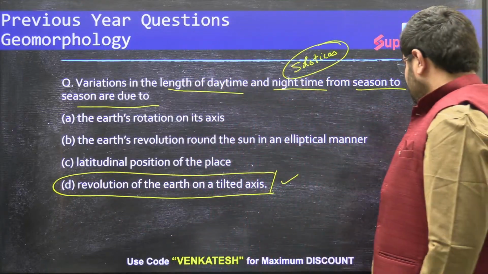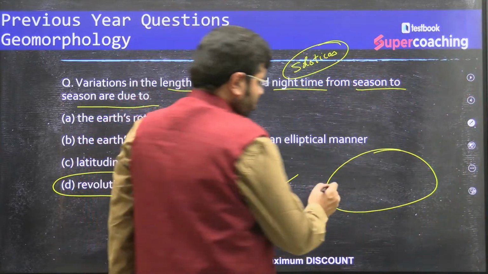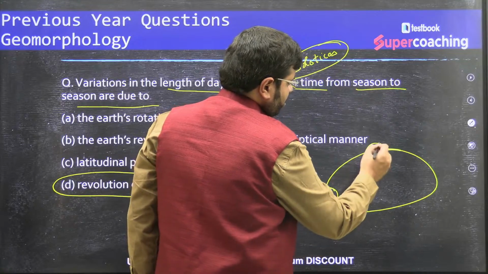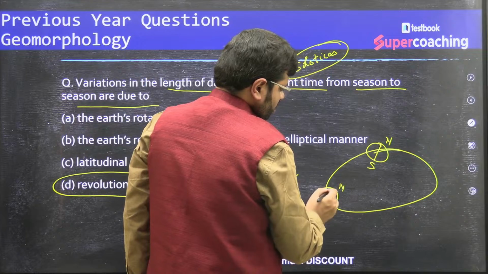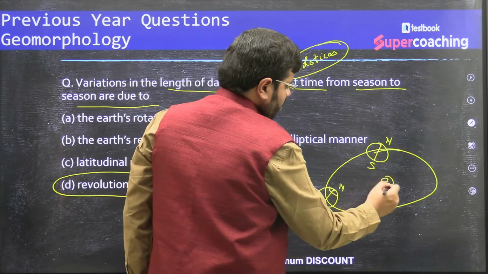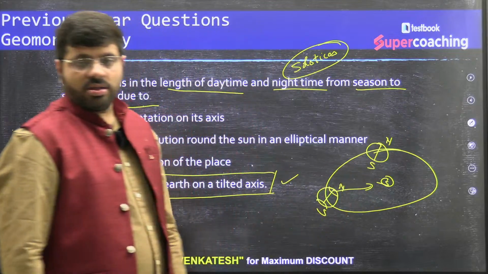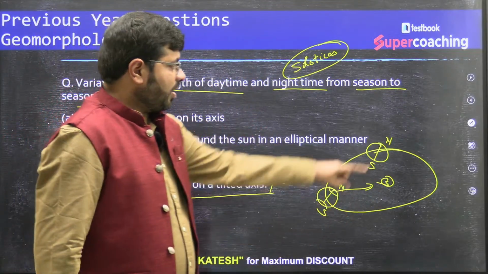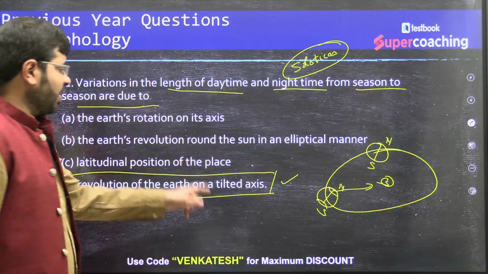You all know this. As the earth revolves around the sun in an elliptical orbit, because of the tilt, North Pole, South Pole would be like this. Now you see here, the North Pole is facing towards the sun, the South Pole is away from the sun. It is because of the tilt and the revolution. So the answer would be revolution of the earth on a tilted axis.